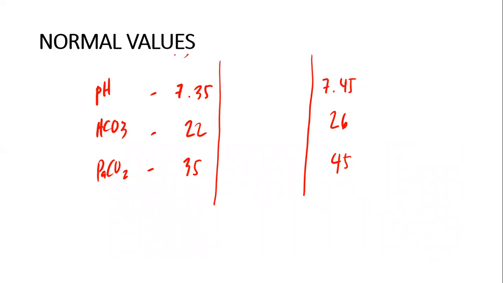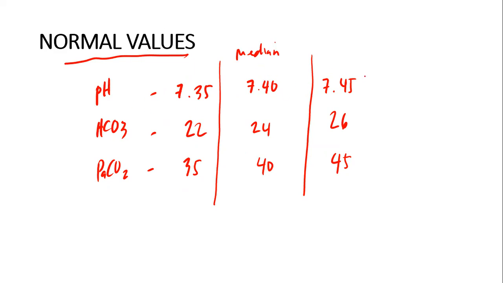Now, as you can see, I placed here a gap in the middle. So this is the normal values, but we have to identify the median. So median will be the value in the middle. So we have 7.4 for the pH, we have 24 for the bicarb, and we have our 40 here for the PaCO2. So in terms of arrows, we need to also identify the arrows for your ABG normal values.